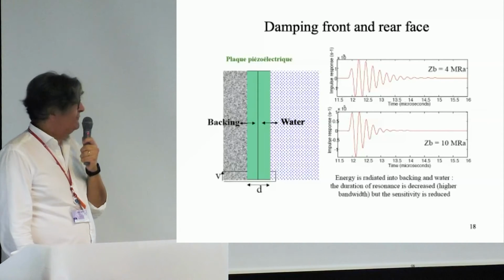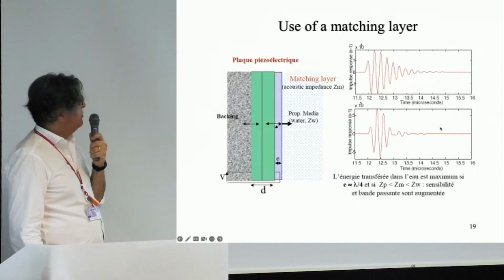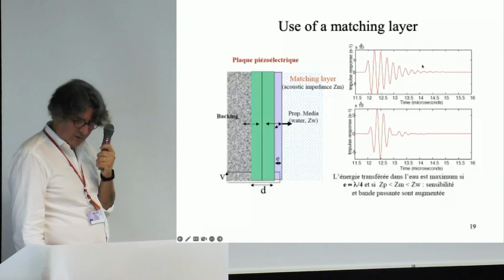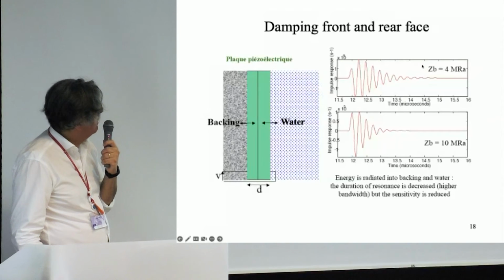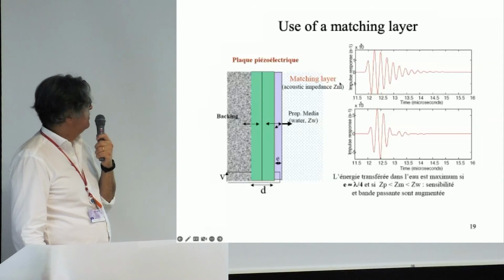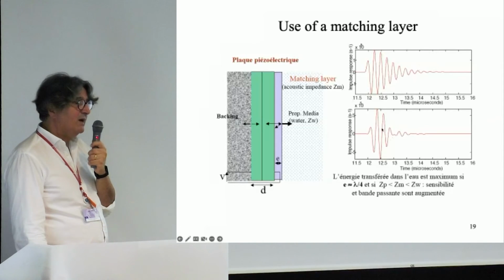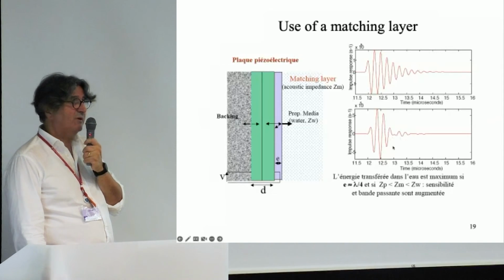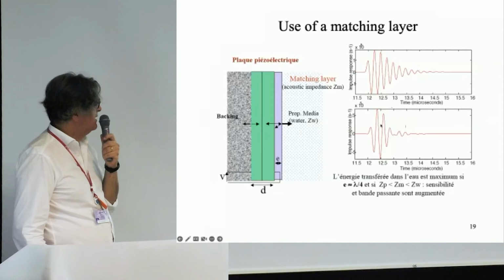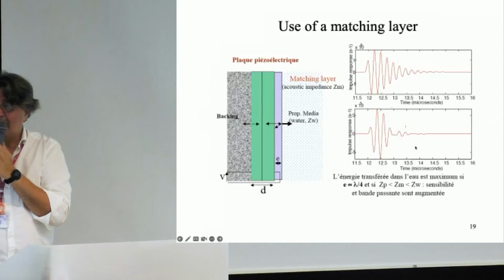And now, if we put a matching layer, here we have the comparison with a 4 MRayl backing, if I remember. Yes, 4 MRayl backing without matching layer and with a matching layer. You have, again, an improvement of the transfer of energy and a reduction of the pulse duration. And this is very interesting because here, again, now look at the amplitude of your signal.